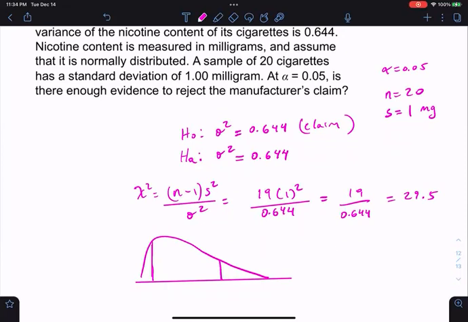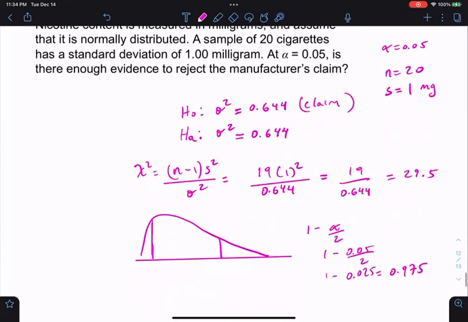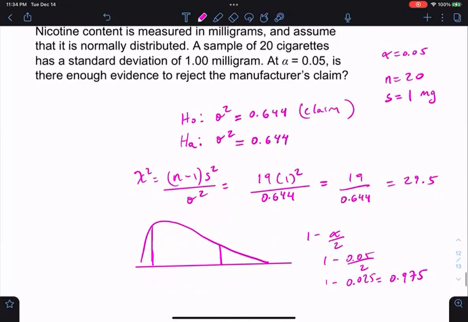So first, we need to do 1 minus alpha divided by 2. 1 minus 0.05 divided by 2 is 1 minus 0.025. So that's going to be 0.975. Okay. So the 0.025 is this part, and the 0.975 is this part. So degrees of freedom is 20. No, degrees of freedom is n minus 1. Degrees of freedom is 19.